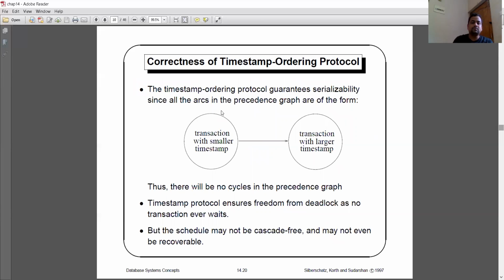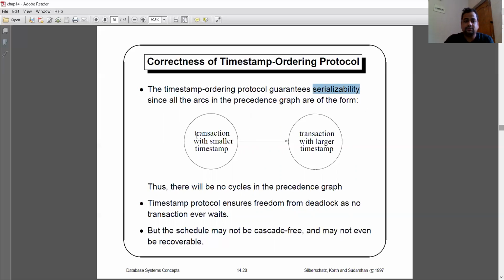Now we'll discuss the correctness of this timestamp ordering protocol. Whether the timestamp ordering protocol is correct or not, what is the advantage over there? The timestamp ordering protocol guarantees serializability, and this is the basic point over here.